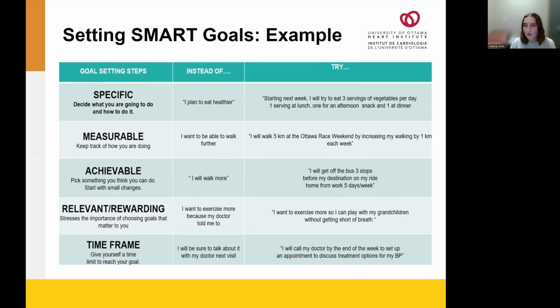So if your only motivation is because your doctor told you to, we want to make it into something that you are able to value yourself, right? Then you're more likely to stick to it, especially in the long term.